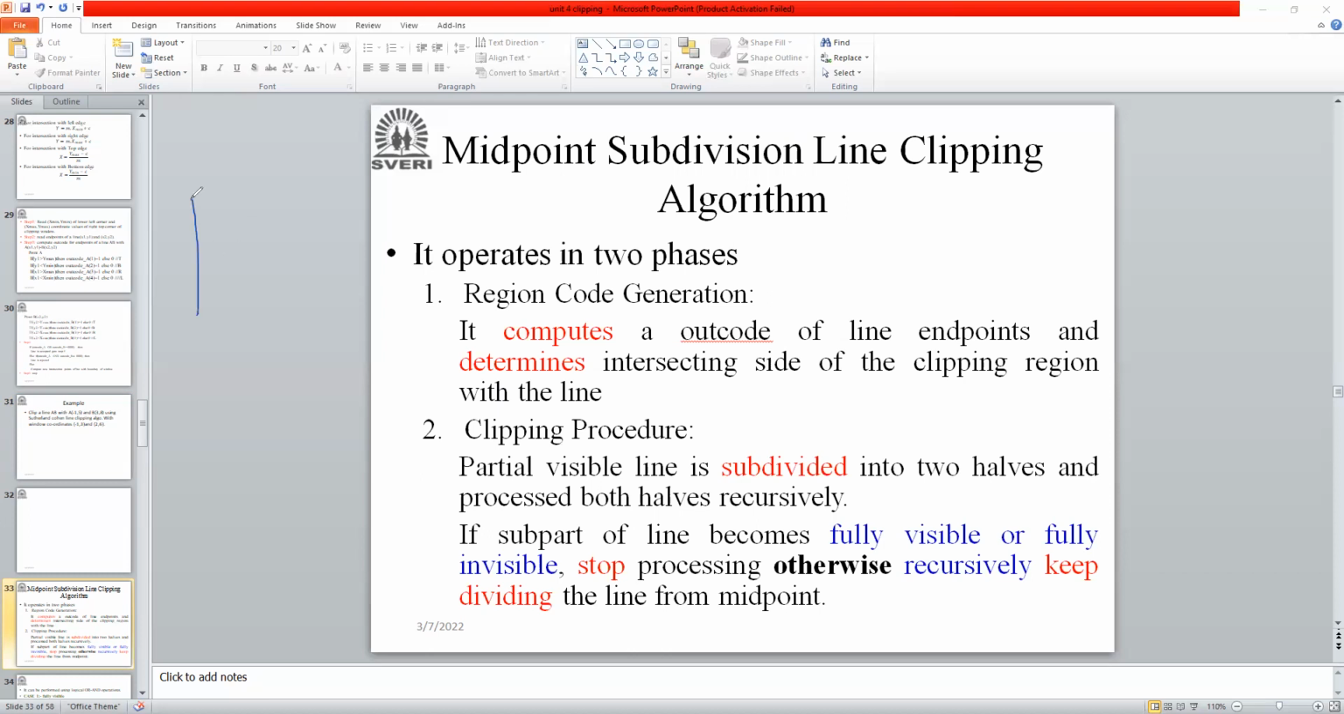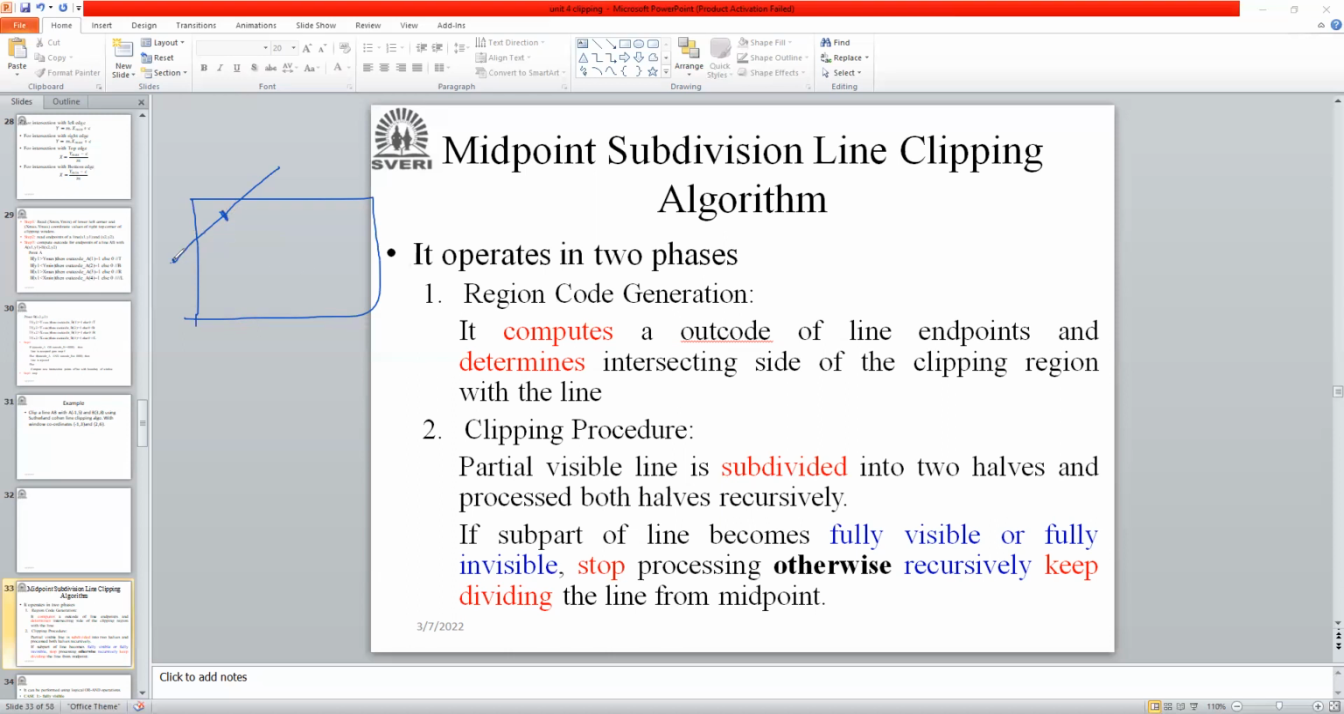For example, the midpoint subdivision algorithm works in this manner. Consider this is a partially visible line. So I will divide the line at its midpoint. So this is your midpoint, let us assume.